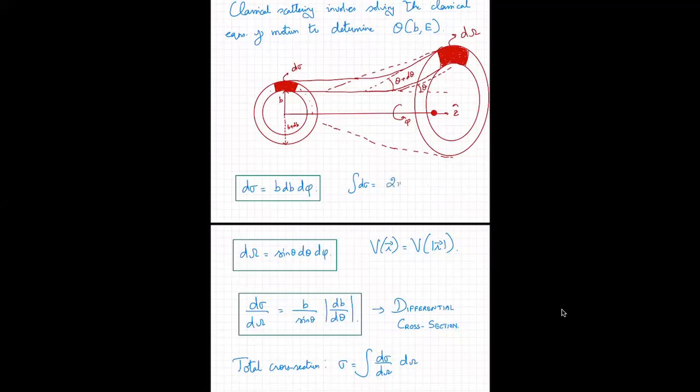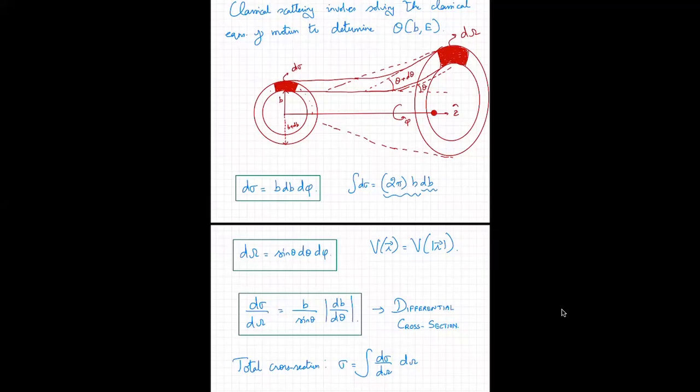The phi integration is of course just 2 pi, right? And then this is just b db, and I can understand this as 2 pi b is the circumference of this circle and db is the thickness. So this is the area of cross section of this annular ring. That's what you're saying, right? Yes. Yes, that is true.